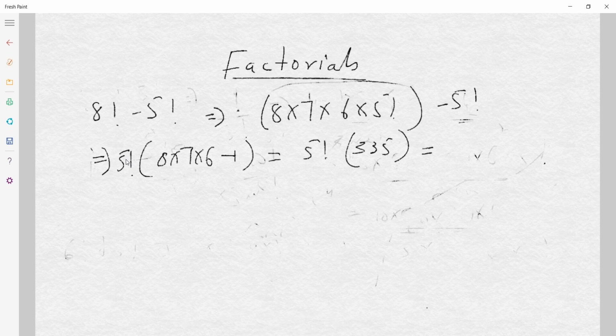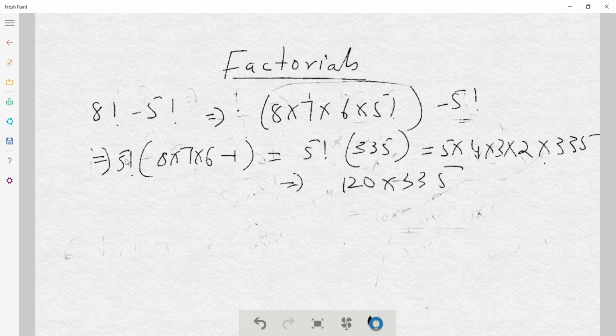So this will be 5 times 4 times 3 times 2 times 335, so that equals 120 times 335. You can work out how much it is, right? So that's how you can subtract it. You can do more if you wanted to. This is very easy stuff to do.